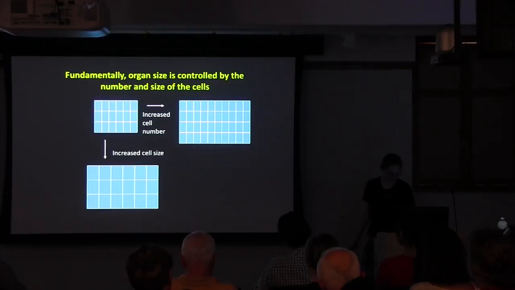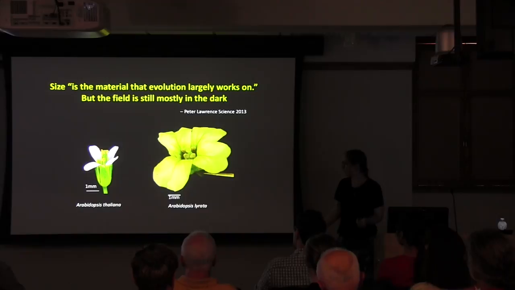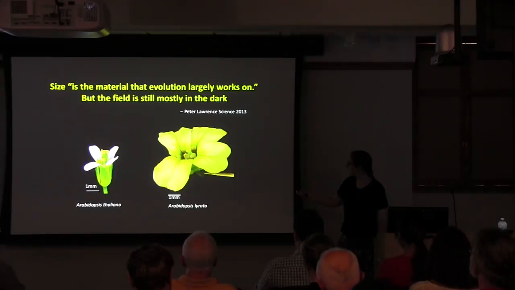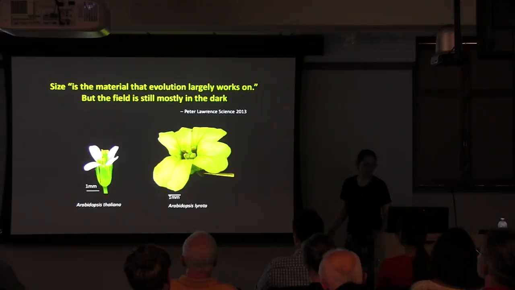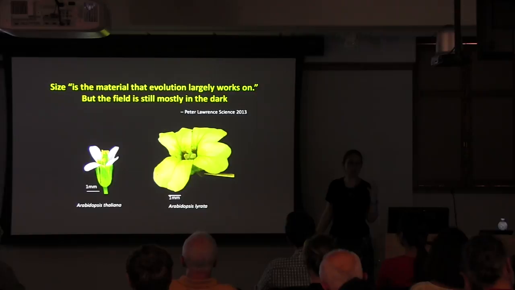Closely related species often have different sizes. Here's an Arabidopsis thaliana flower, and here's an Arabidopsis lyrata flower. You can see that they have the same organs in the flower, but the sizes are quite different. So the Arabidopsis thaliana petal is much smaller than the Arabidopsis lyrata petal. It's been said that size is the material that evolution largely works on. But the field's really in the dark about how this happens. We don't know the mechanisms of how size changes. But since it's worked on by evolution, there has to be some genetic control, which gives us a handle to get in here.